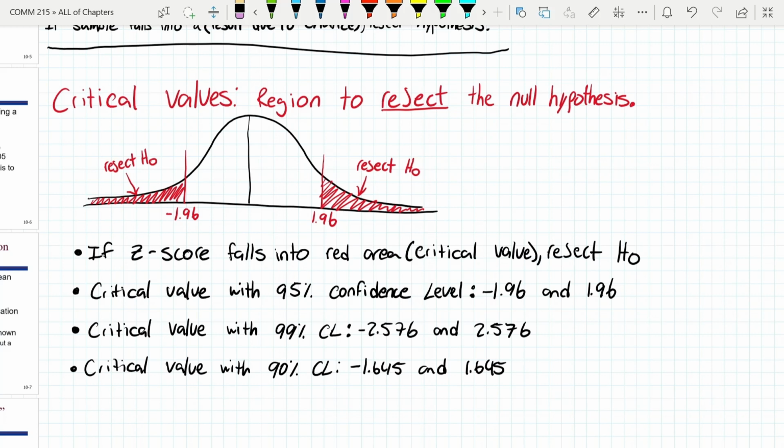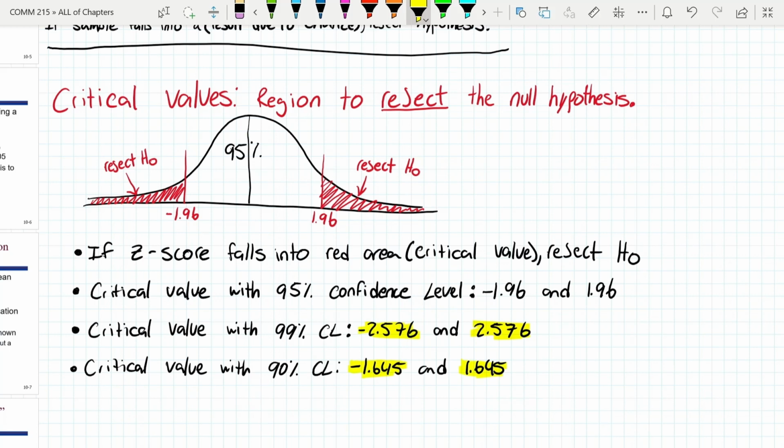The critical value with a 95% confidence level is 1.96. So like in this example, it took a 95% confidence level, so negative 1.96 and 1.96. The critical value for 99% is negative 2.576. Let me just highlight that for you. So it's this and this. And the critical value for 90% is this and that.